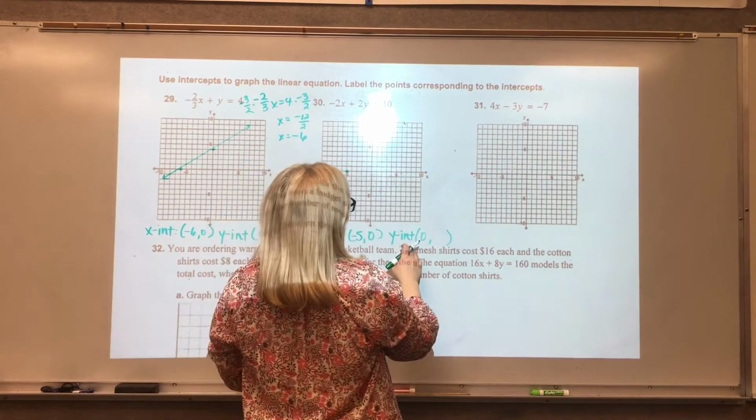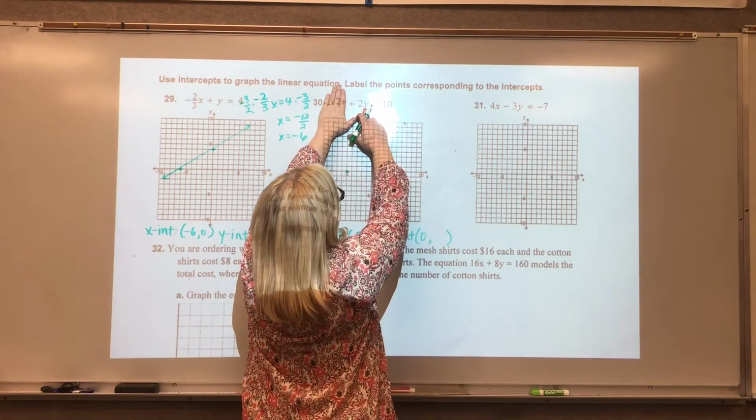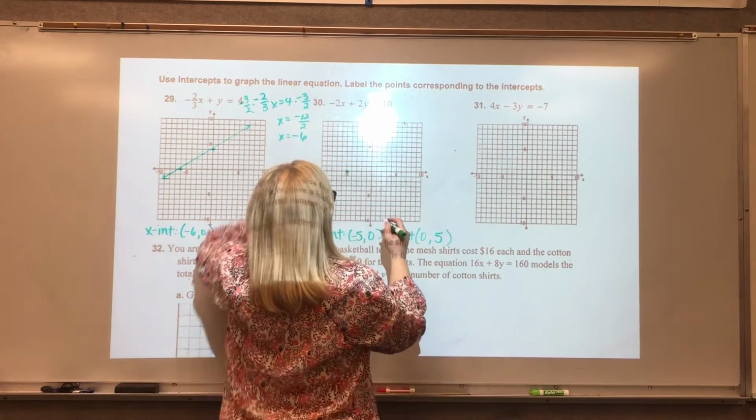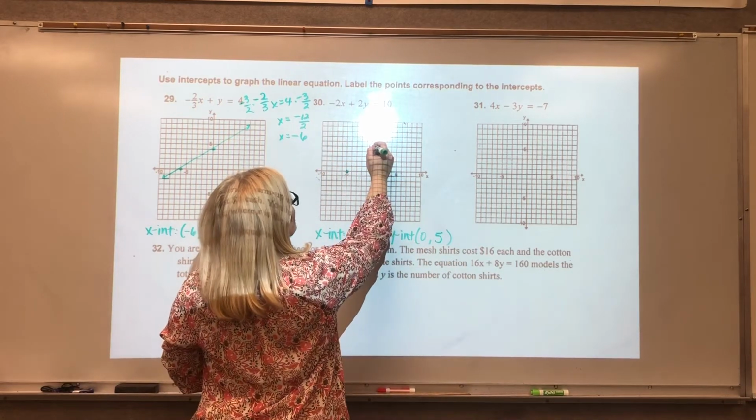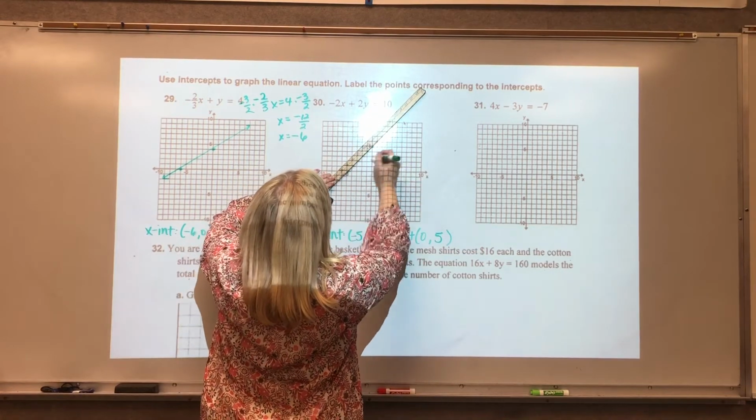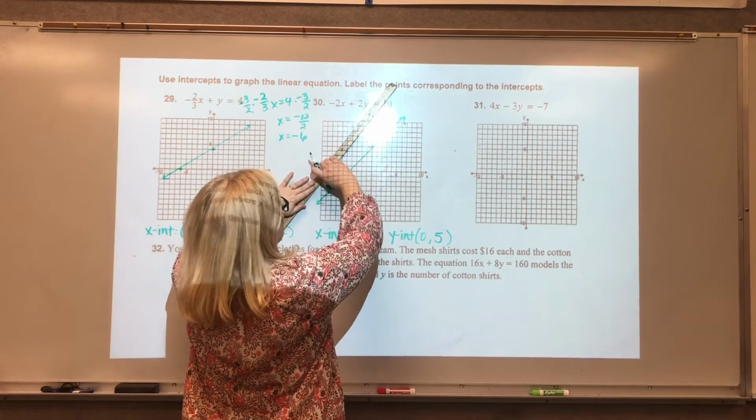Okay, and if I want my y-intercept, I plug in 0 for x, solve for y. 2 times 5 is 10. So my y-intercept is 5. Looks very similar to that one, doesn't it?